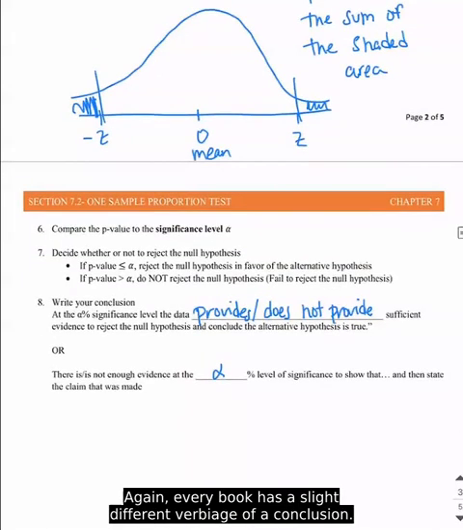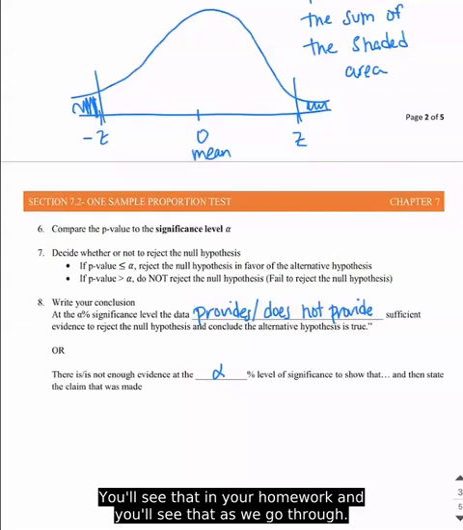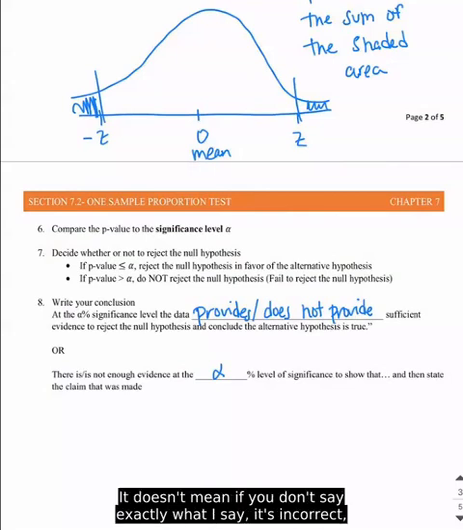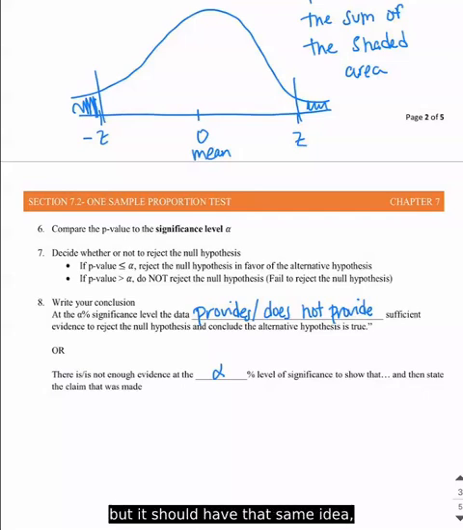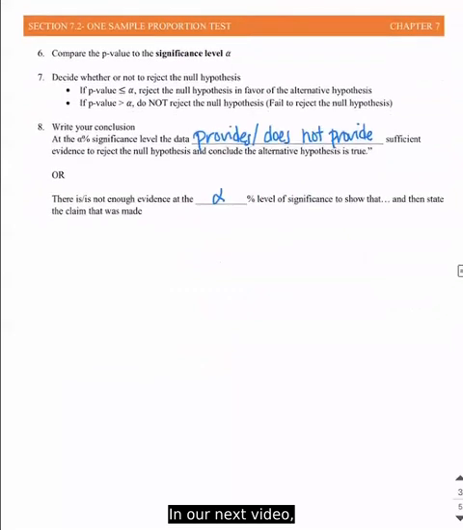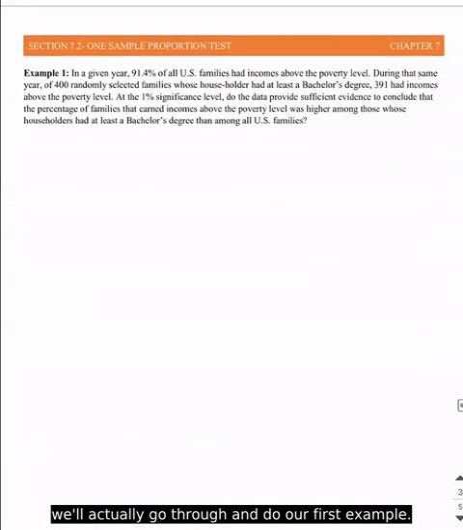Again, every book has a slightly different verbiage of a conclusion. So you'll see that in your homework, and you'll see that as we go through. It doesn't mean if you don't say exactly what I say, it's incorrect, but it should have that same idea. Are we concluding, rejecting, or failing to reject the null hypothesis, okay? So in our next video, we'll actually go through and do our first example.